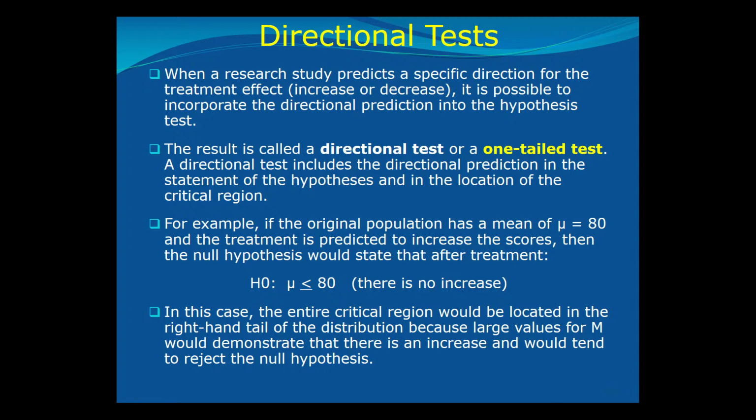There is no increase. In this case, the entire critical region would be located in the right-hand tail of the distribution, because larger values for M would demonstrate that there is an increase and would tend to reject the null hypothesis. If we use a non-directional test, both critical regions should be used in the hypothesis testing.